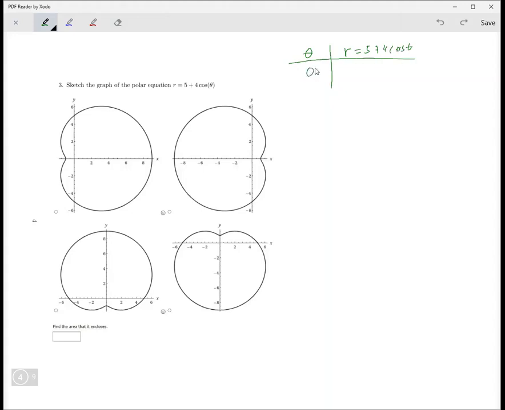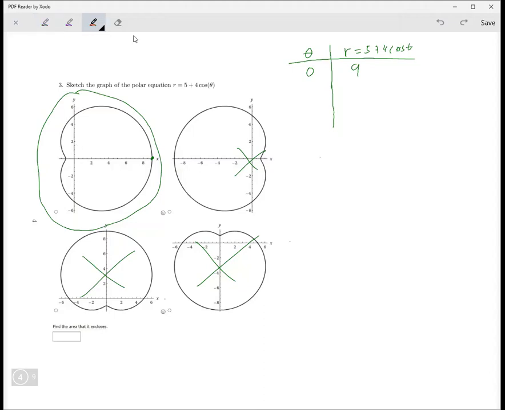And the first value is 0 typically. I'll plug in a 0 because there's no specification on the range of theta. So we'll do 0 first. Cosine of 0 is 1, so this is going to be 9. So when you're going out in the positive x direction, you want to be at 9, and this one works right here. This one doesn't because it doesn't go through 9, and this doesn't go through 9, and this doesn't go through 9. So this is pretty much it right here.